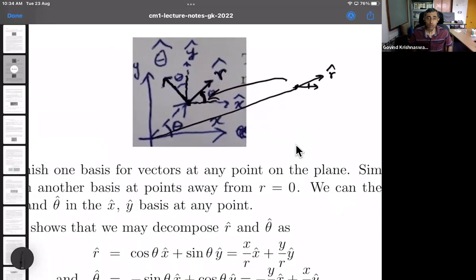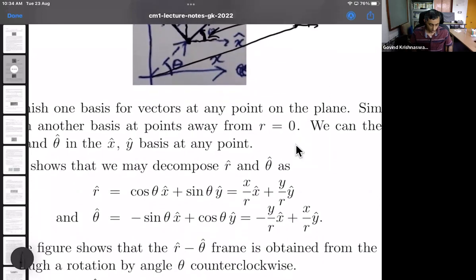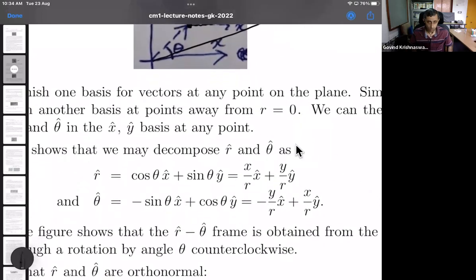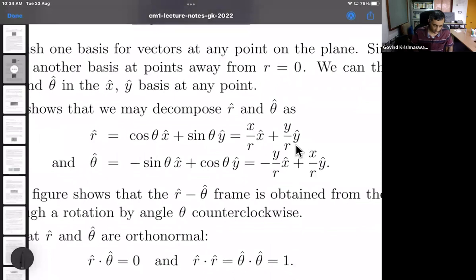Fine. We had, of course, obtained formulae for r hat and theta hat in terms of x hat and y hat linear combinations, and that involves cosine, sine, minus sine, cosine. And if you put these entries into a matrix, that would be a rotation matrix by angle theta, counterclockwise.